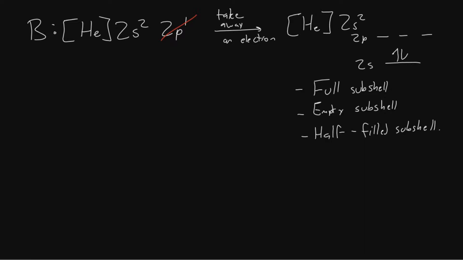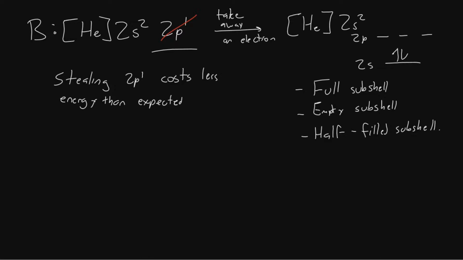We can see that stealing this electron out of the 2p leaves us with an empty subshell and a full subshell. That means taking that electron from boron will not be that hard. It will cost less energy than expected. So this will break that periodic trend that we just saw. Boron will be slightly lower than its neighbor to the left.